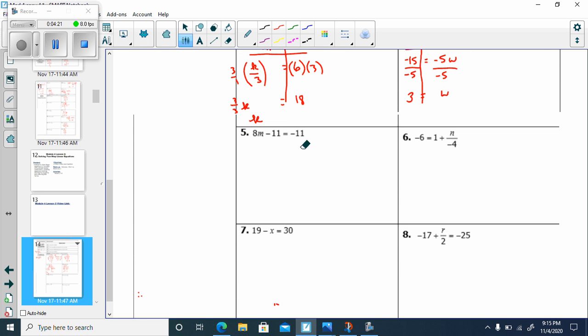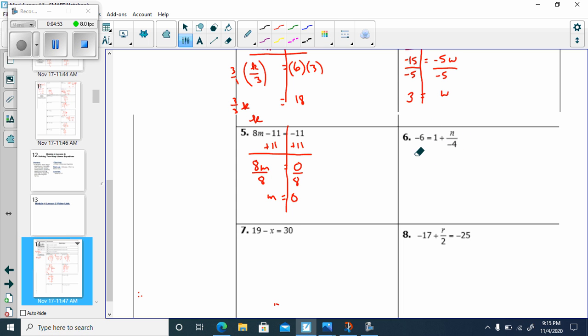Let's look at number 5. We're solving for m, our variable. I put this line down through the equal sign. We're going to get rid of the addition or subtraction first. If I add 11 to this side, I do the same here. This would give me 8 times m is equal to 0. Divide both sides by 8, and m is 0. Your solution is 0.